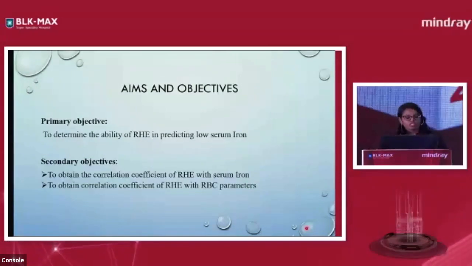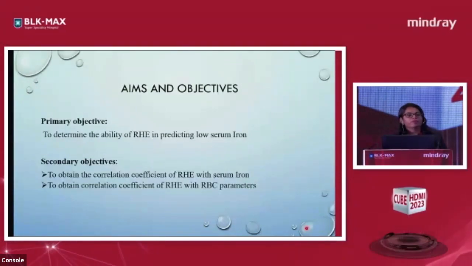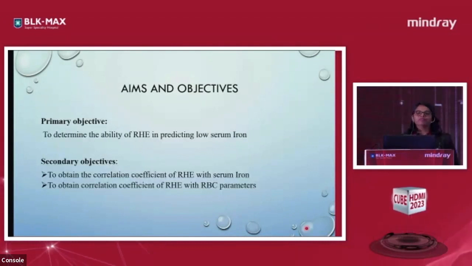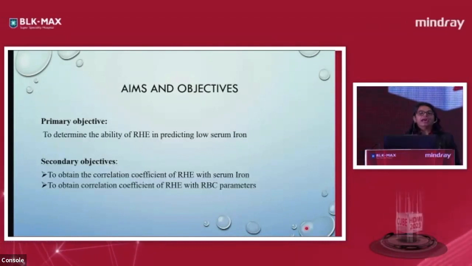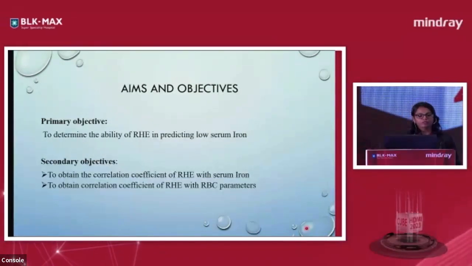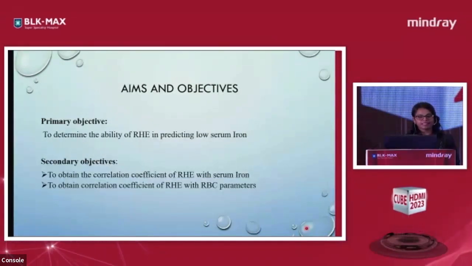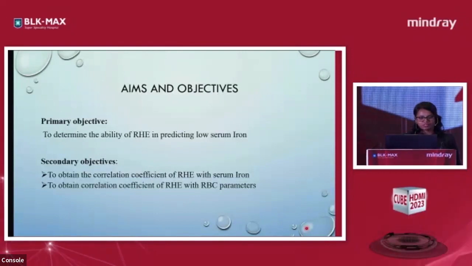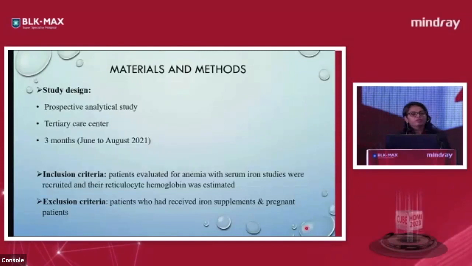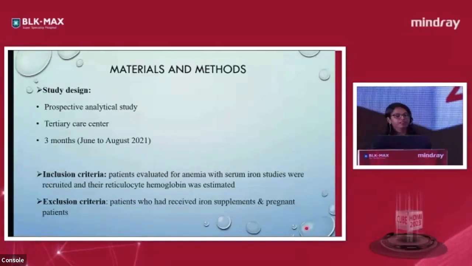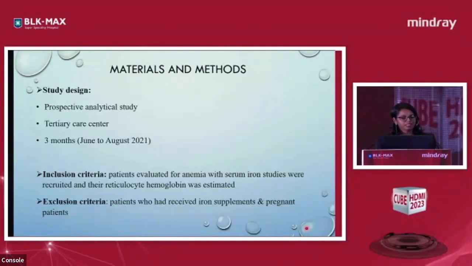So the aims and objectives of the study were as follows. The primary objective was to determine the ability of RHE in predicting low serum iron, and the secondary objectives were to obtain a correlation coefficient between the RHE and the serum iron, and also with that of different RBC parameters. The study was a prospective analytical study conducted in a tertiary care hospital over a period of 3 months.